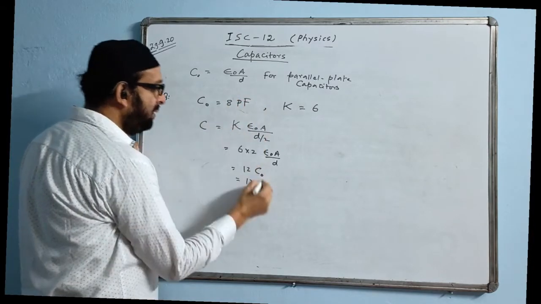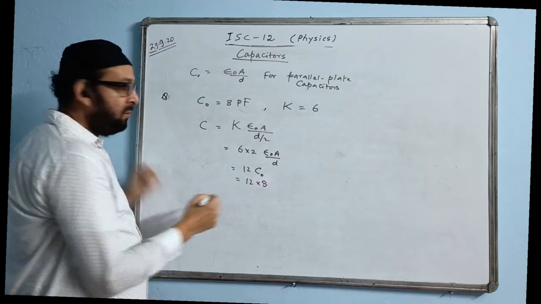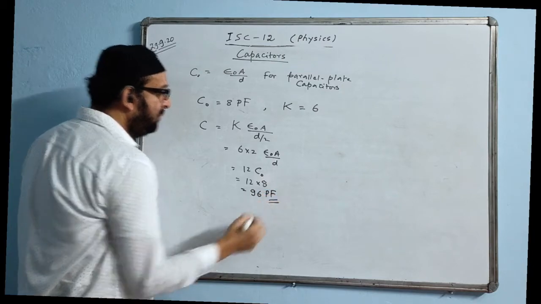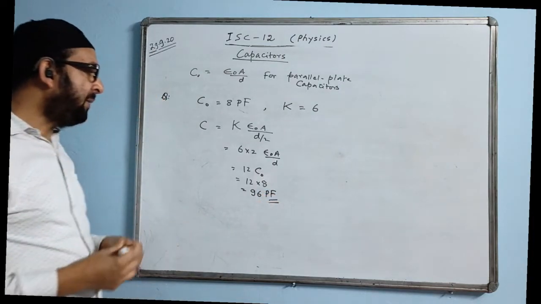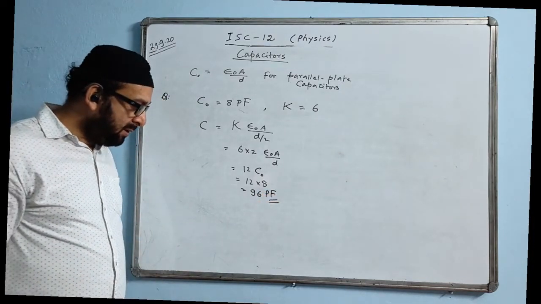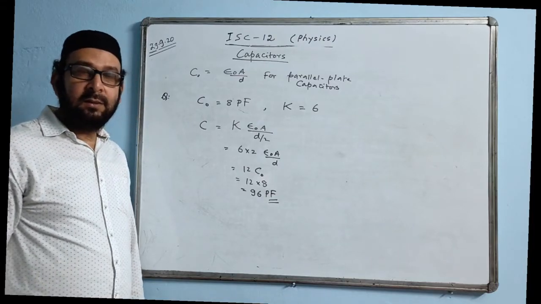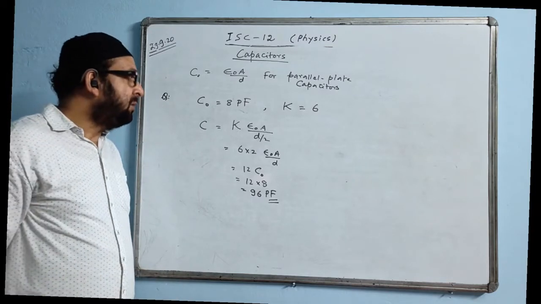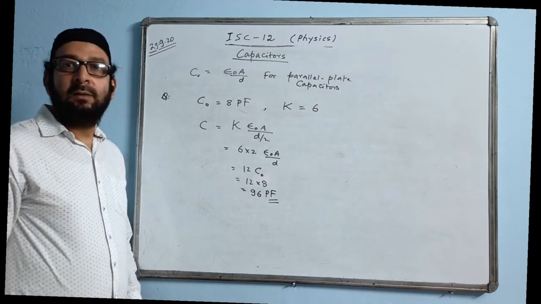C naught value is given 8. So 12 eights are 96 picofarad. The unit will remain the same. So the new capacitance will become 96 picofarad. This is also an ISC question. I have taken it from there. This question may carry 2 marks.